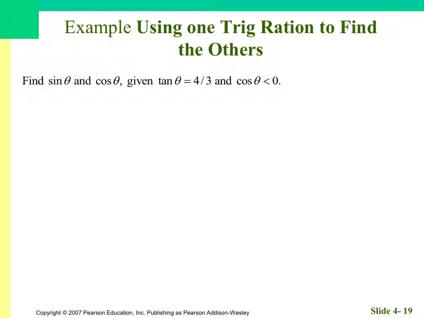So find the sine and cosine, given that the tangent of theta is 4/3, and that the cosine of theta is less than 0. So that means cosine is negative. Okay, well, where is tangent positive and cosine negative? Quadrant 3.